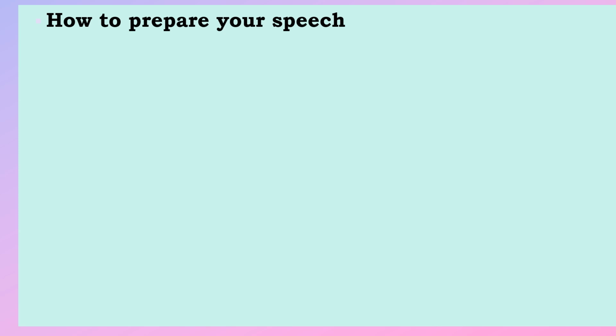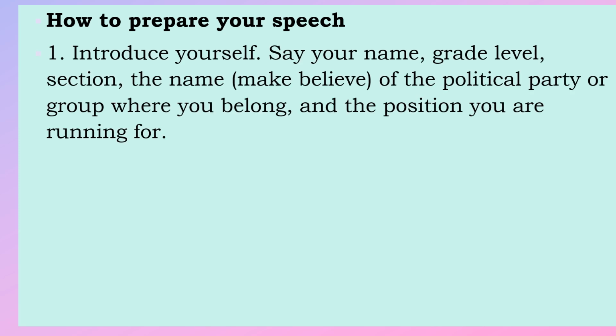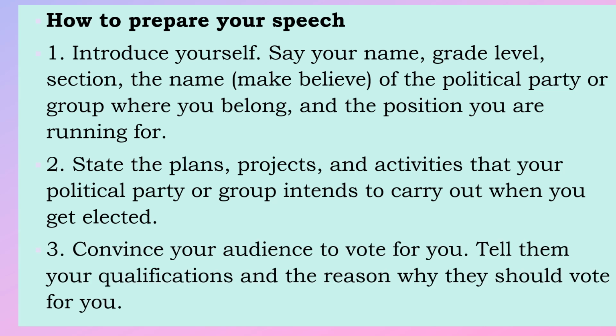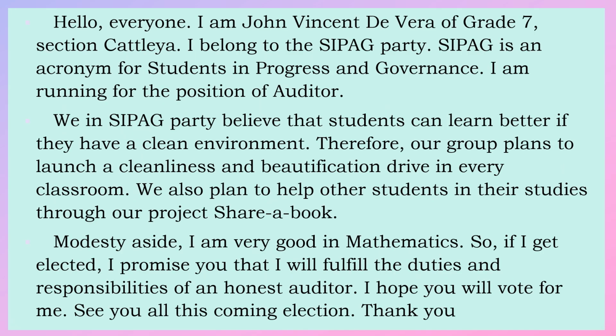How to prepare your speech. First, introduce yourself. Say your name, grade level, section, the name or the make-believe name of your political party or group where you belong, and the position you are running for. And then state your plans, projects, and activities that your political party or group intends to carry out when you get elected. And third, convince your audience to vote for you. Tell them your qualifications and the reason why they should vote for you. So an example is given in the module. You just study and practice reading it.